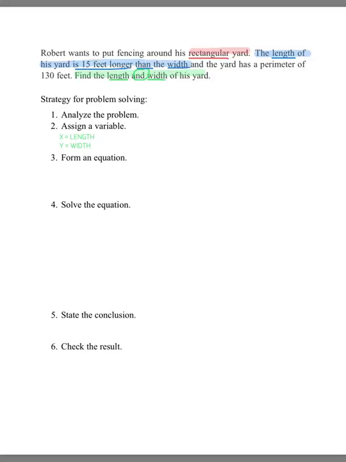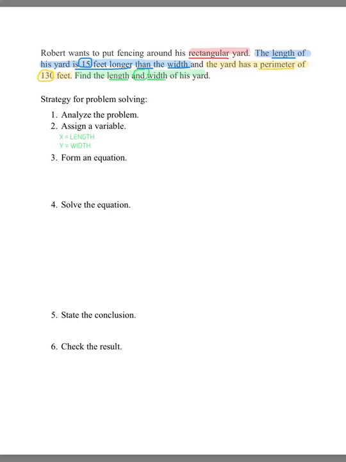And the last part of it talks about the perimeter. So the yard has a perimeter of 130 feet. So we're going to be using the 130 for perimeter. And then also going back to what was in blue, let me go ahead and circle the 15. So there we go. Those are the key things that we could actually extract from the word problem. So now let's go ahead and start forming an equation.